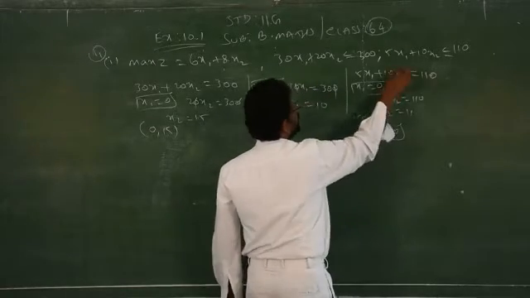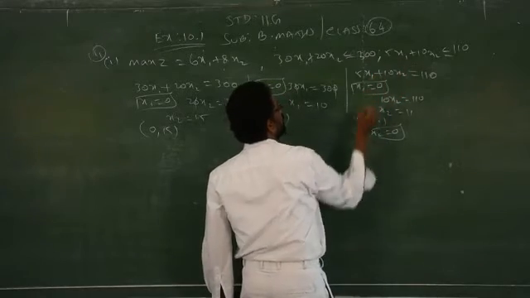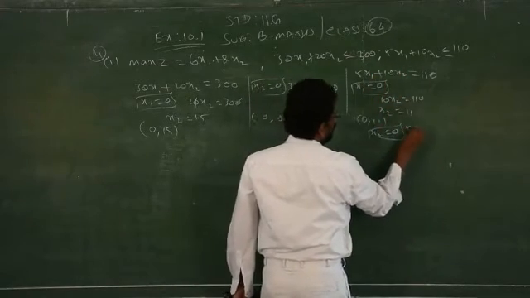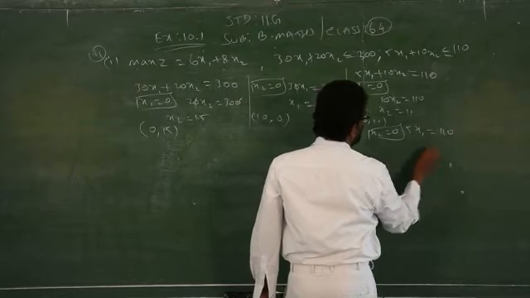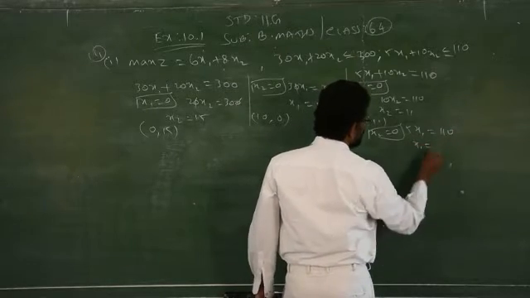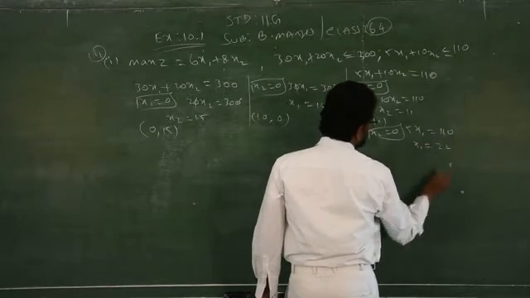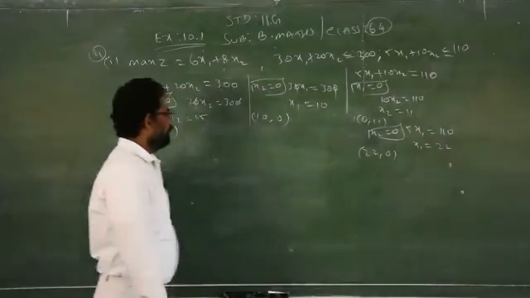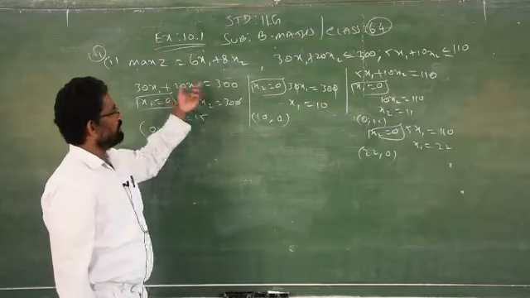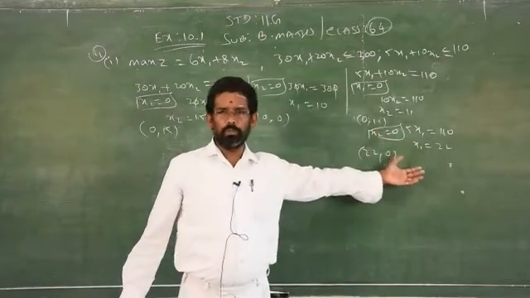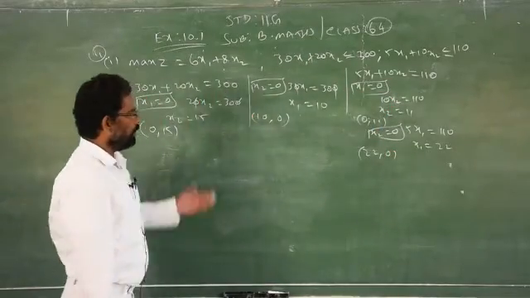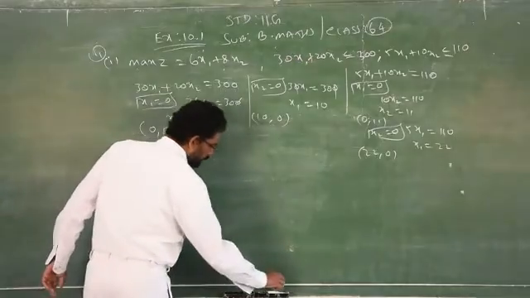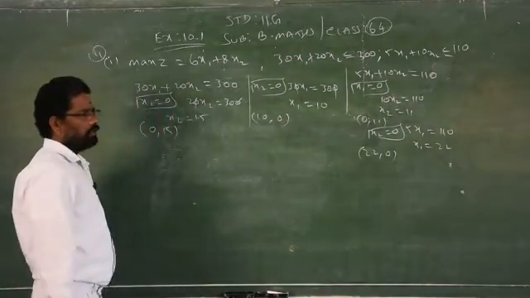What will be the answer? When you replace x2 equal to 0, this will be eliminated. You will get 5x1 is equal to 110. Therefore, x1 is equal to, divide by 5, you will get 22. So 22 comma 0. So I got 2 points from the first equation, then again 2 points from the second equation. Now you have to plot these points on the graph sheet by taking the exact units.